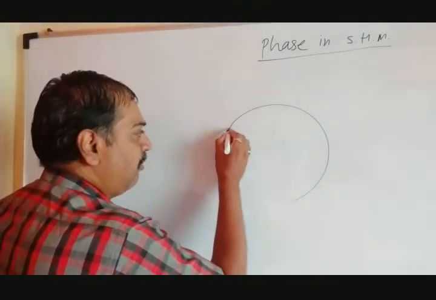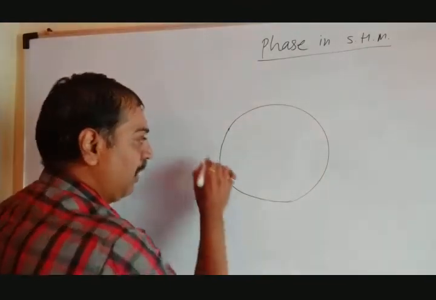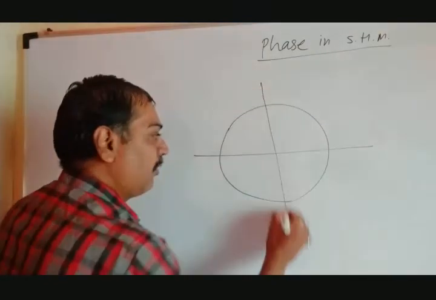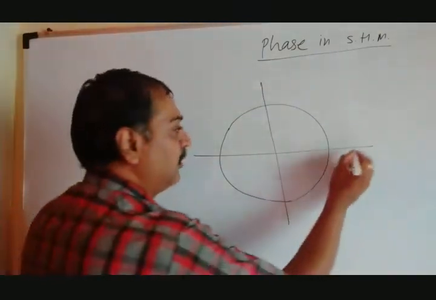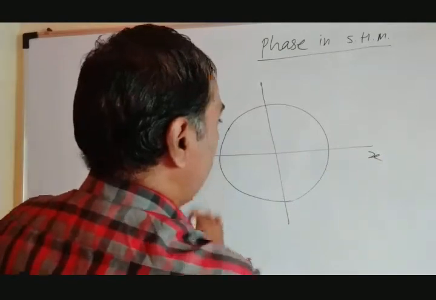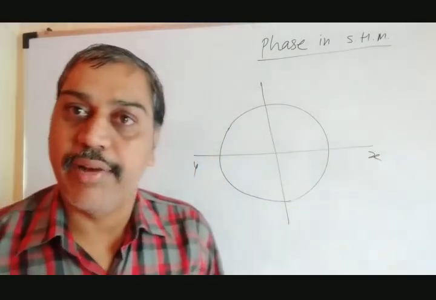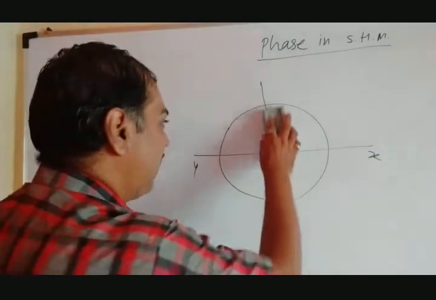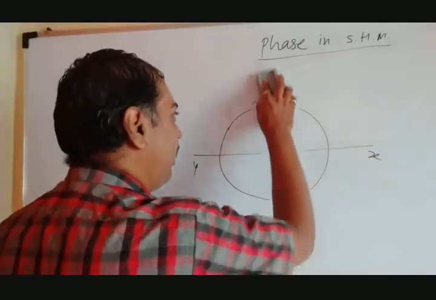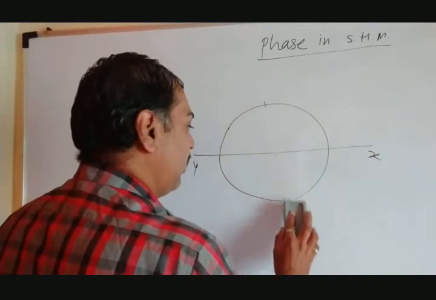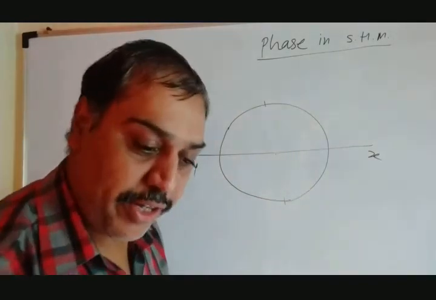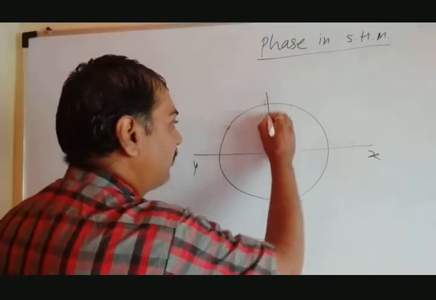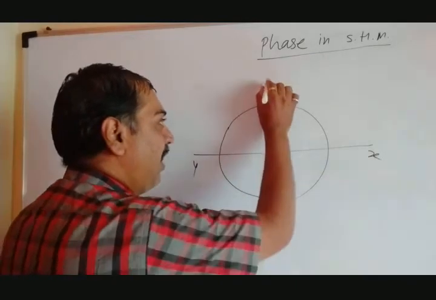Suppose we have created this as a circle. This is our x-axis, this is our y-axis. Now, how can we represent that motion? This y-axis is a little bit tilted, so let me correct it and write it as exactly vertical. So, this is the y-axis.